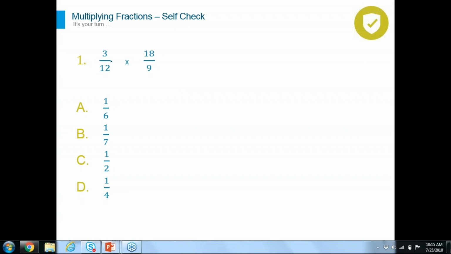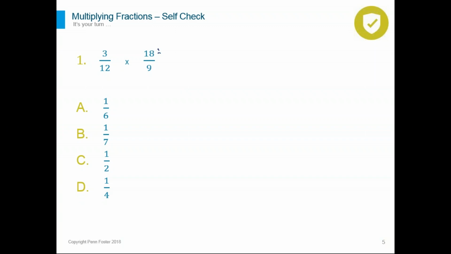So again, 3 and 9, or 18 over 9. I'm going to do 9 and 9. And that will make me write the problem as 3 over 12 times 2 over 1. Because 18 over 9 is a 2, and then 9 over 9 is a 1.